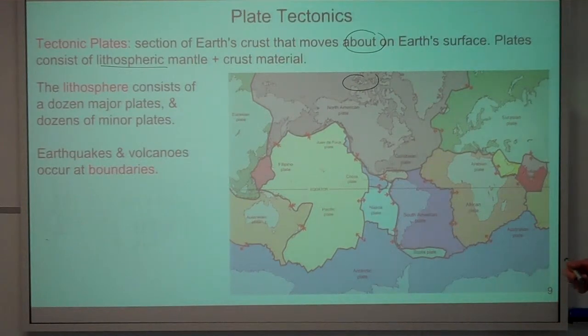Where's a nice easy one? So this is not a map of the Earth, this is a map of tectonic plates. There's the Australasian plate, and Australia is sitting on that.